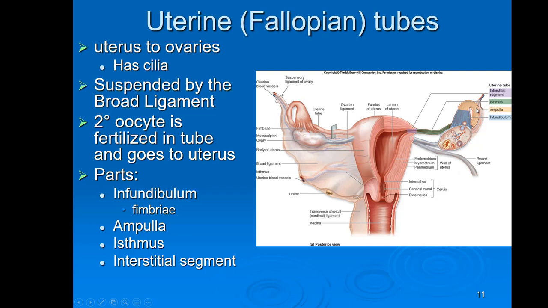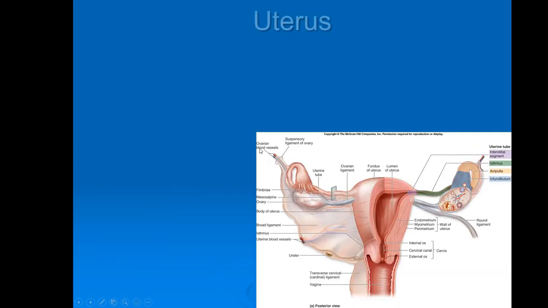In this curved region called the ampulla, then we have this long region called the isthmus, and the part that actually goes into the uterus is called the interstitial segment. So that is the fallopian tubes.